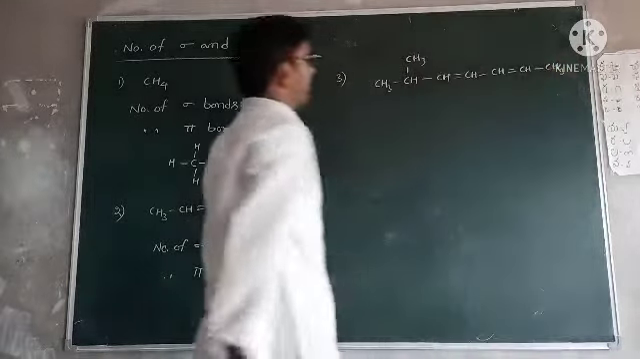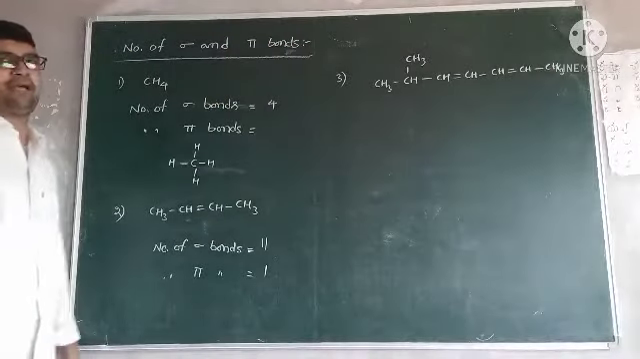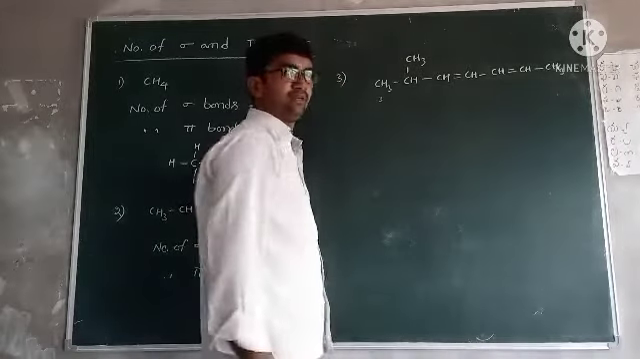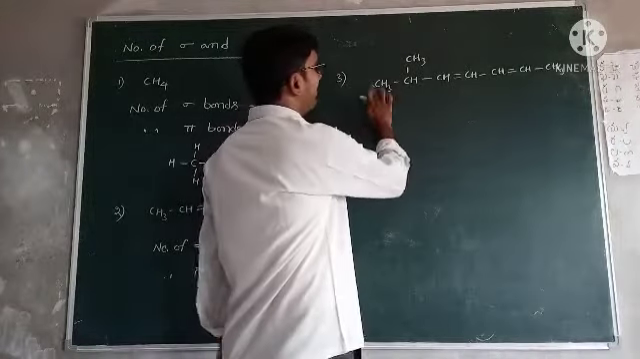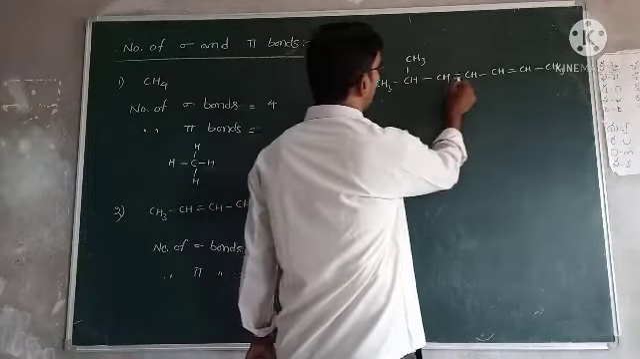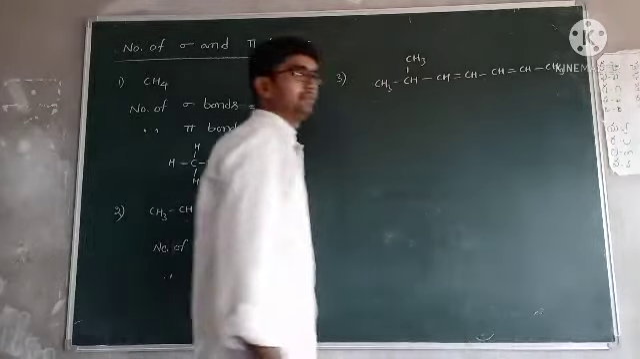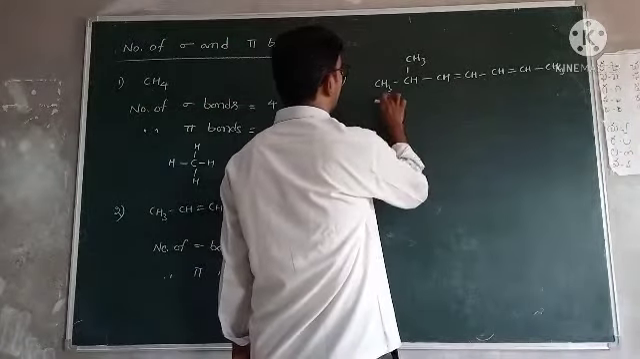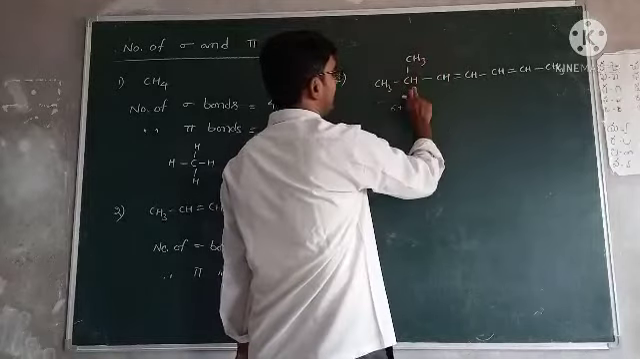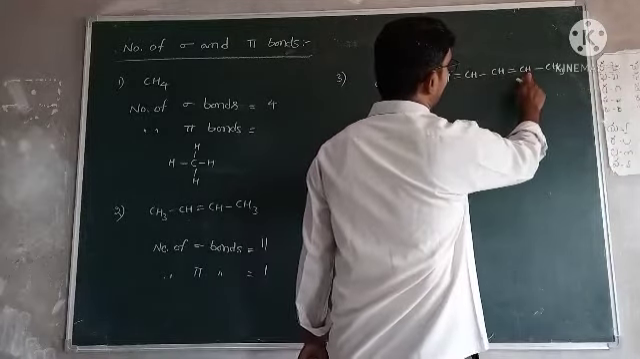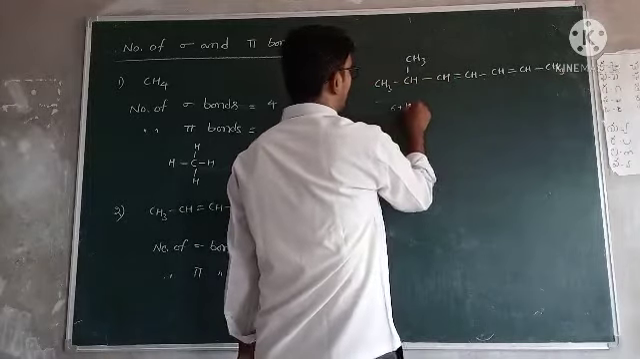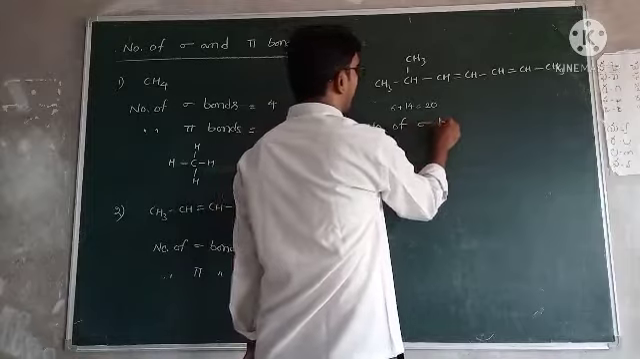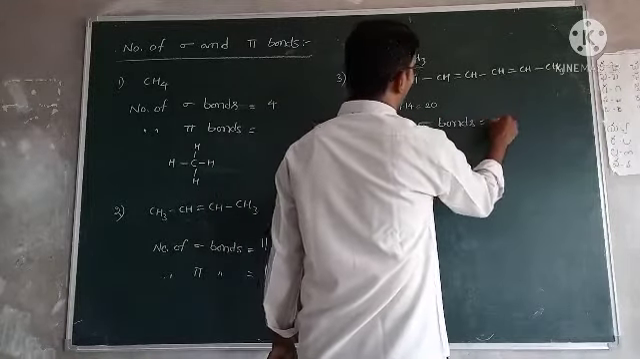Let us see how many sigma and pi bonds are in this one. Very simple. First take the bonds between the carbons. Very simple: 1, 2, 3, 4, 5, 6 sigma bonds. Now count the hydrogens: 3, 6, 7, 8, 9, 10, 11, plus 3 is 14. So the total number of sigma bonds is 20.